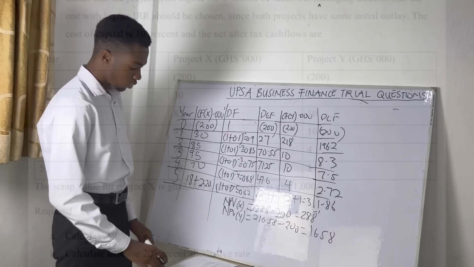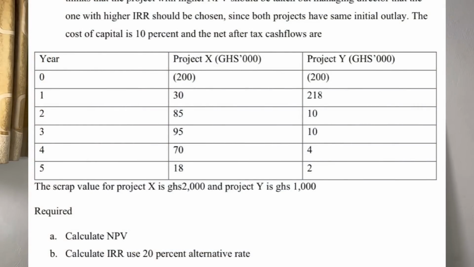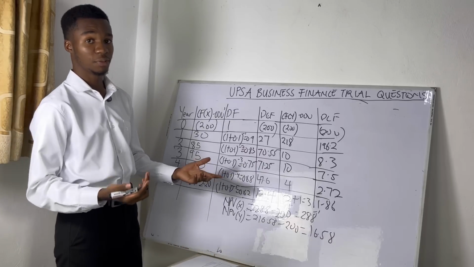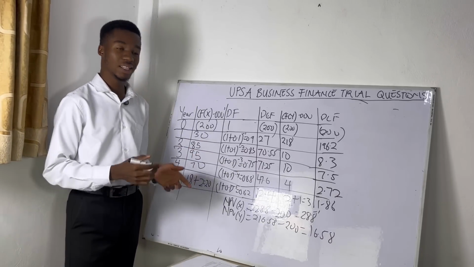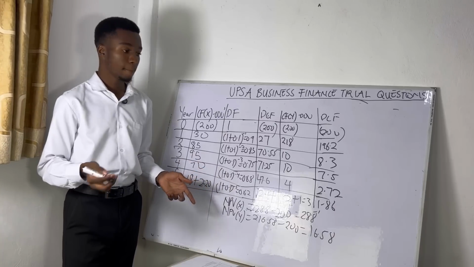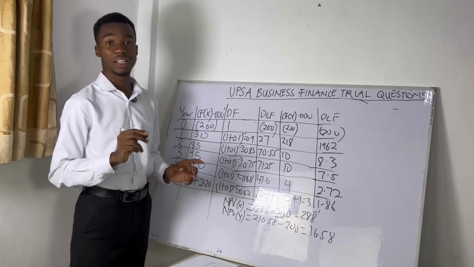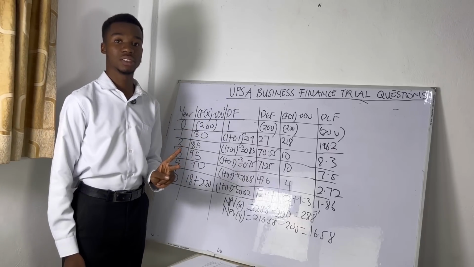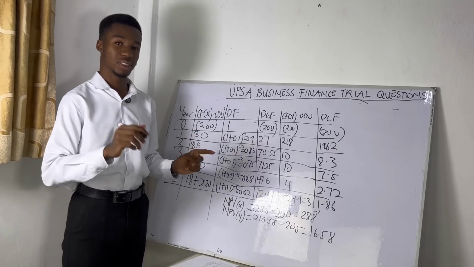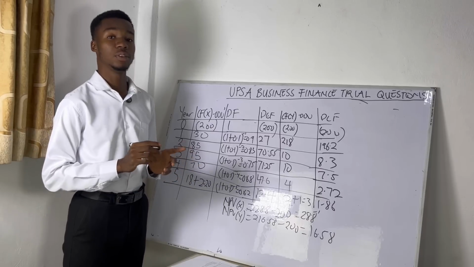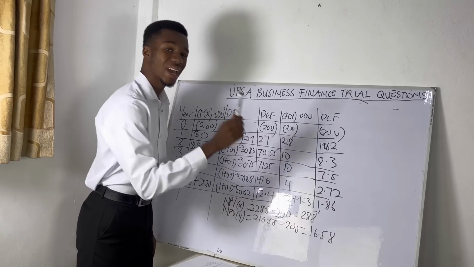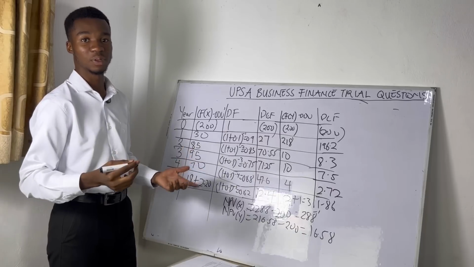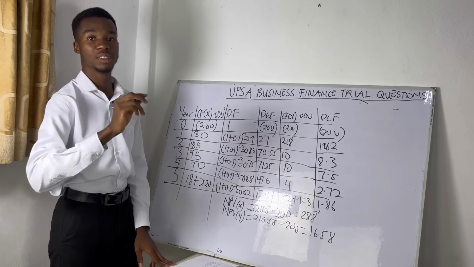Now the B says we should calculate the IRR using a 20% alternative rate. So this one, they've given the alternative rate. Assuming they asked you to calculate the IRR and they didn't give you the rate, you have to take anything higher than 10%. For the IRR, the internal rate of return, you need two rates. You need a rate that will give you a positive value and a rate that will give you a negative value. When you use a rate and get a positive value like this one, you take a higher rate so that you get a negative value, because the IRR is where the NPV is equal to 0.